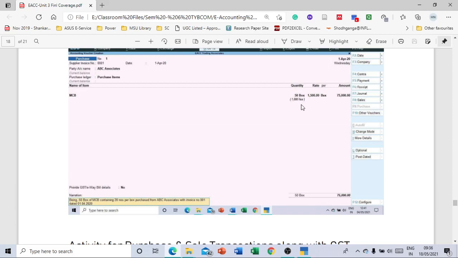I'm not trying to insert any information here. Once I enter 50 boxes, it becomes 1000 nums. Why? You remember, I have already fixed one equation, that is 20 nums is equal to 1 box. So 50 box is equal to how many nums? 1000. In the next column, I will enter the rate 1500 per box. As you can see, the rate will be per box, not per piece. So the total amount before GST comes to 75,000.